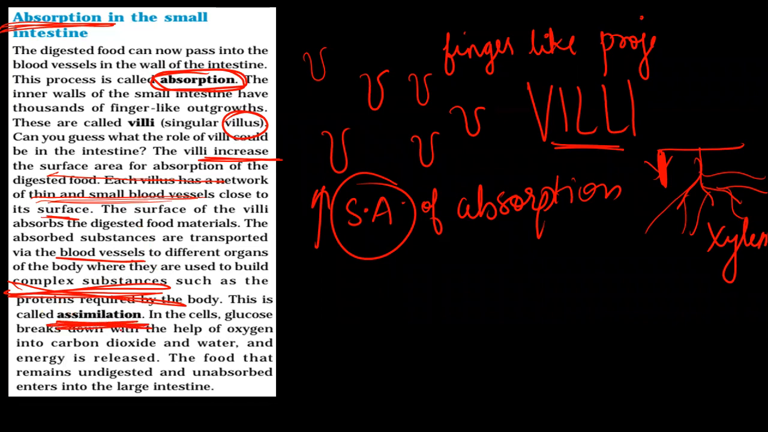Absorption is completed. Then how do we utilize it, how do we build substances, how do we utilize the absorbed food? This is assimilation. Now we have only egestion left. We completed ingestion, digestion, absorption, assimilation. For example, in the cells, glucose breaks down with the help of oxygen into carbon dioxide and water, and energy is released. This process is actually respiration.